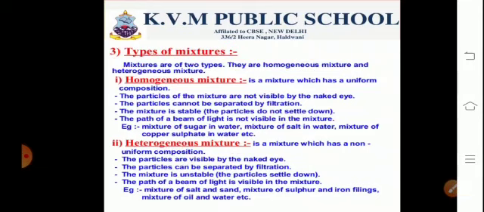They are stable. They will not pass a beam of light. Examples: sugar in water, salt in water, copper sulfate, that is CuSO4, in water. These are transparent solutions which have homogeneous composition. Whereas in heterogeneous mixtures, there is a boundary of separation and they have non-uniform composition. Examples: a mixture of salt and sand, a mixture of sulfur and iron filings.